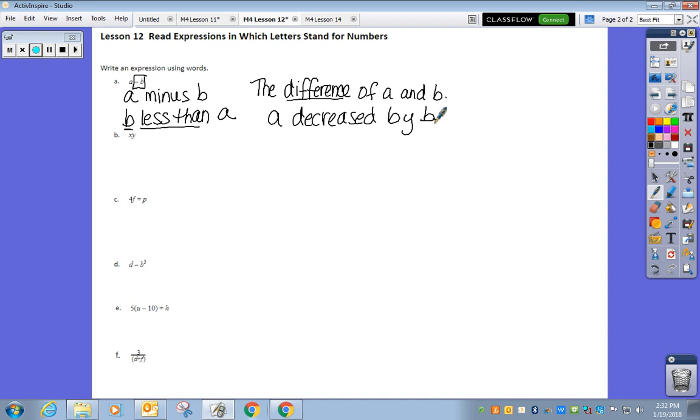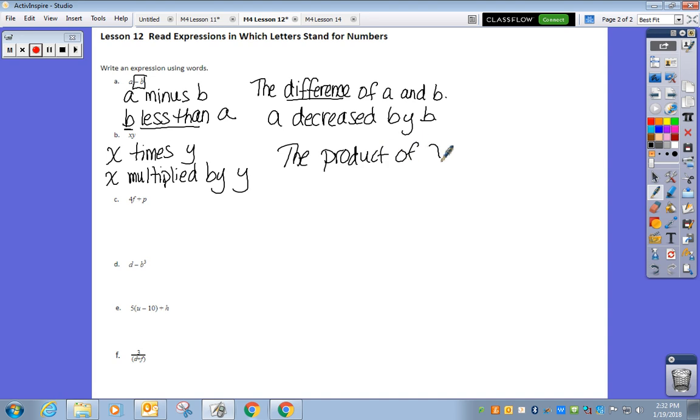So the next one, x, y, right next to each other, means that we're multiplying those two things together. So I can say x times y, x multiplied by y, the product of x and y, and there are more, but we'll just leave it at that.